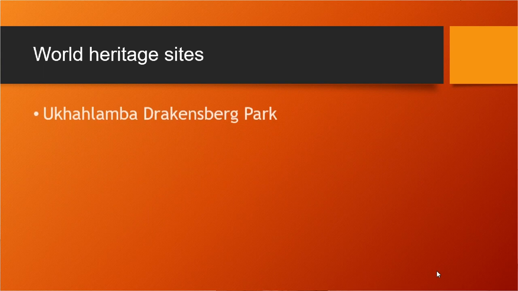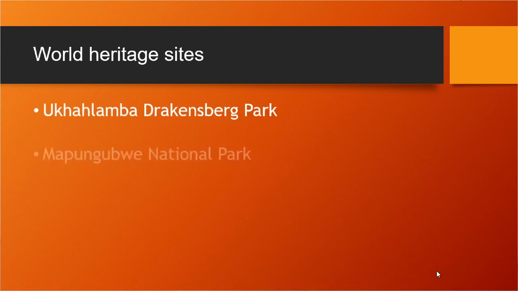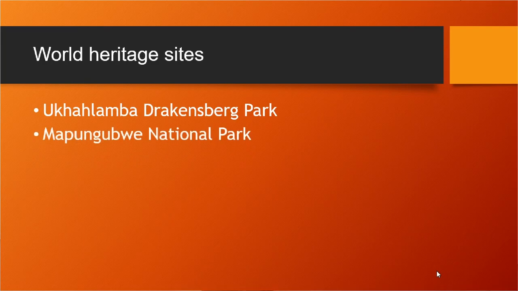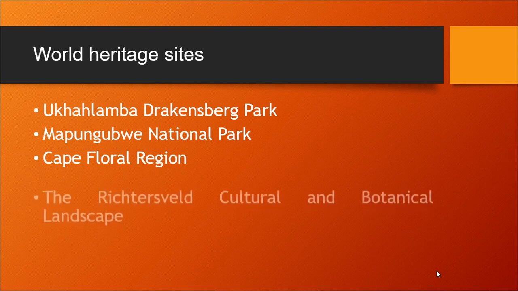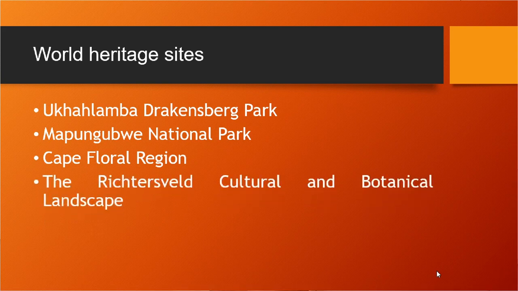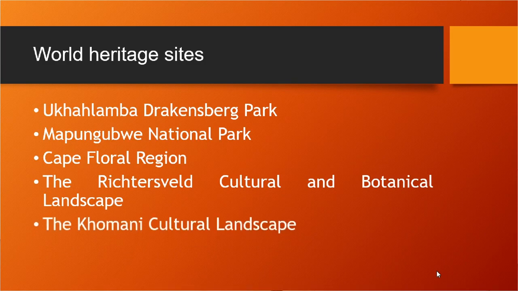The first being uKhahlamba Drakensberg Park, which we can find in the KwaZulu-Natal province. The second is Mapungubwe National Park, which we can find in the Limpopo province. The third one is the Cape Floral region, which we can find within Eastern Cape and Western Cape. The fourth being the Richtersveld Cultural and Botanical Landscape, which is in the Northern Cape. We also have the Kalahari Transfrontier landscape, which we can find between Botswana, Namibia, and South Africa in the Northern Cape.